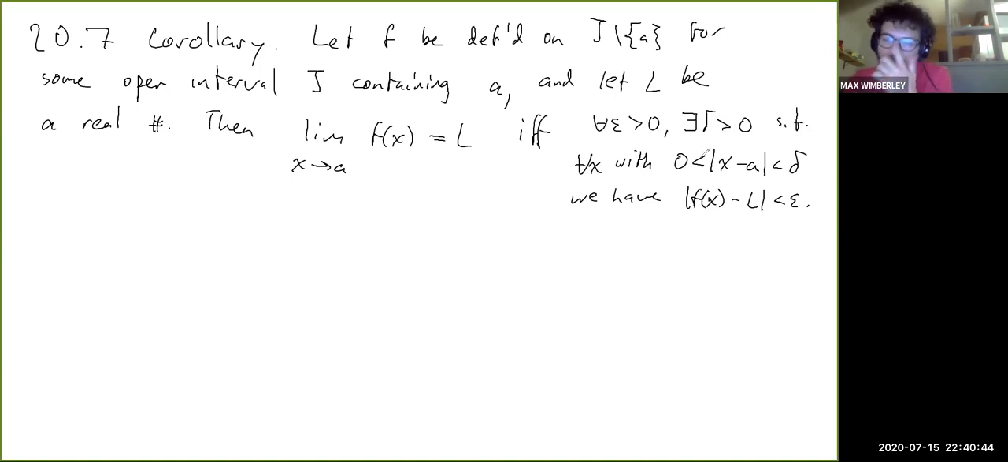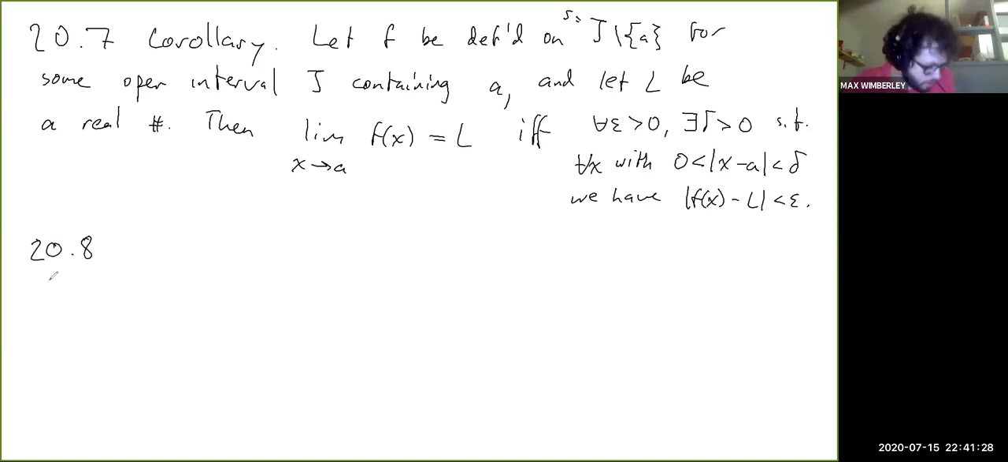So also the other thing is we have a zero less than here, and the reason is that that prevents x from equaling a, because a is not actually in the set S. If we call this S, S is the set J without the point A here, and J is an open interval. So since A is not in S, we can't let this condition allow for X to equal A. So that's why we have the zero less than. But as long as X satisfies these two inequalities, that ensures, if we chose delta correctly, that X is actually in this set. So that's why you can just state it this way, okay?